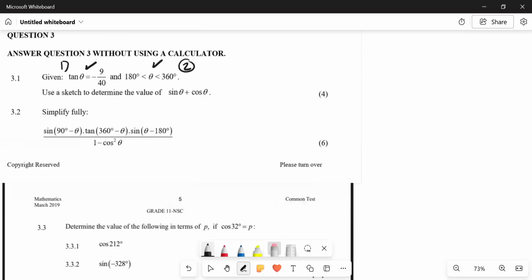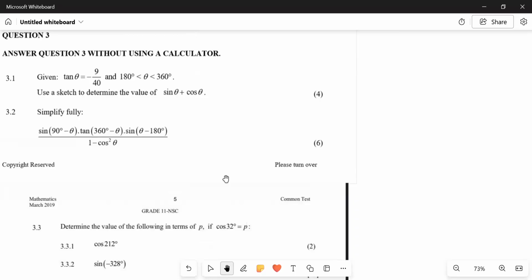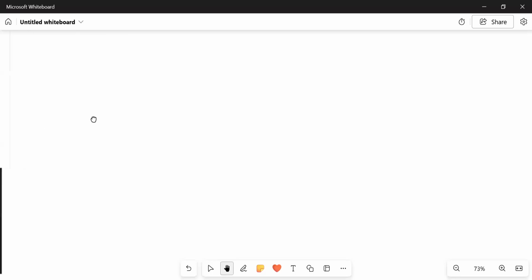This is trigonometry. Trigonometry is not that difficult, but it needs one to keep on practicing it because it can be a nightmare, especially if you don't have a solid foundation of grade 10. Now let's move to the next question, which is 3.2, simplify fully. They give us 6 marks. Wow, as soon as I see those marks, I just get scared. Six, that's a lot. But okay.